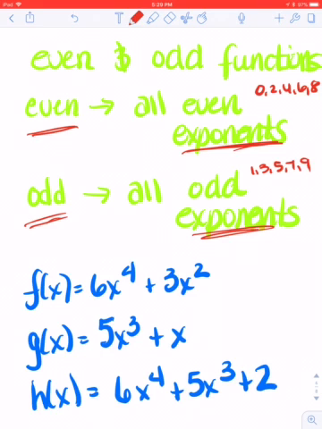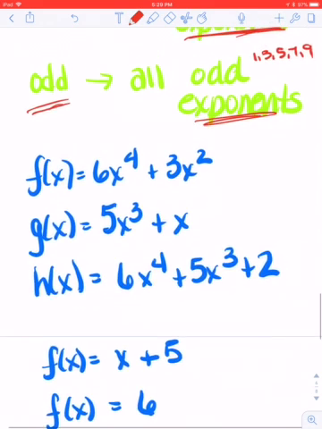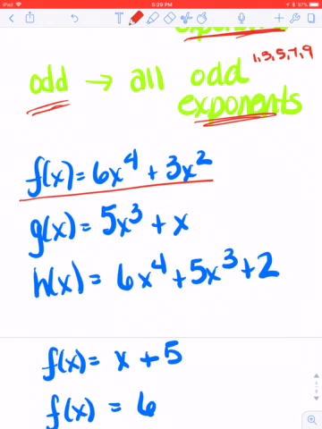So here's a couple example problems that we can take a look at to see where you're at. On this first one with f of x, I'm going to look right here. If I look at my exponents, I have 4 and I have 2. Nothing else is missing or needs to be filled in. So at this point, that means that they're all even. So this is an even function.